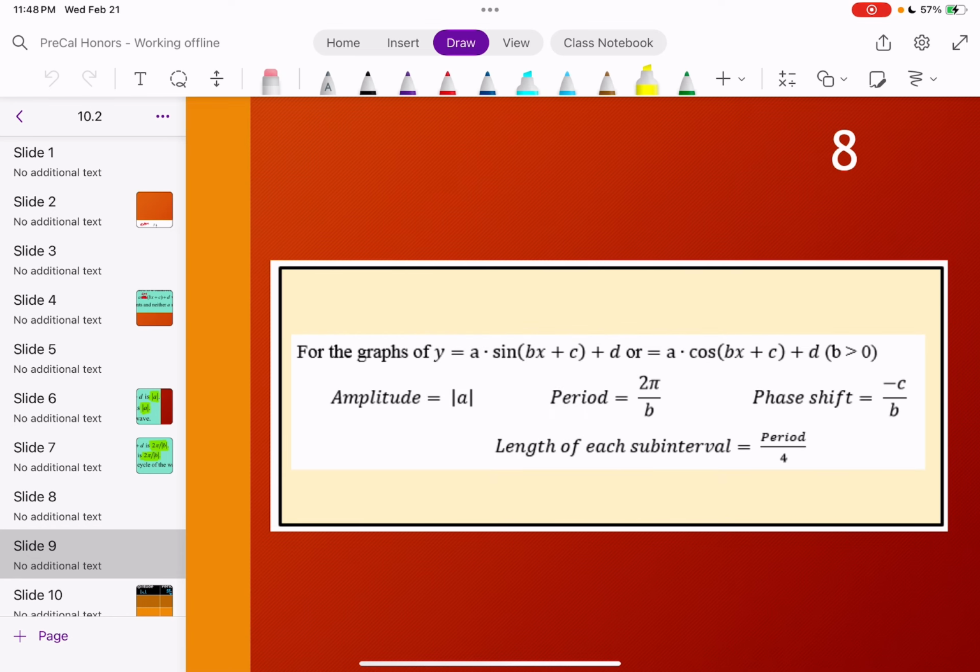Now, on slide 8, you can easily see that we are still using all of the same equations that we were previously using, and nothing has changed there. The amplitude is still determined by figuring the absolute value of A. The period is still 2 pi over b. Our phase shift, or our horizontal shift, is negative c over b. And the length of the subinterval is calculated by figuring the period divided by 4. Now, if you're also looking for the vertical shift, the vertical shift would be equal to d.